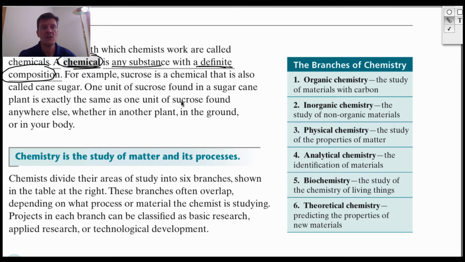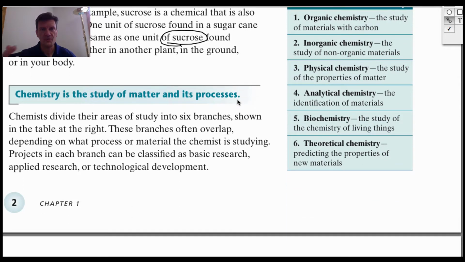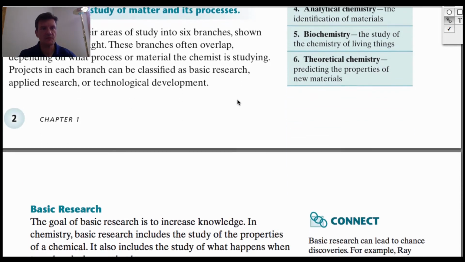For example, sucrose or sugar is made of carbon, oxygen, and hydrogen, but they have to be in a particular ratio, a definite set composition, in order to be sugar. Water, you're familiar with water, has to be H2O: 2 parts hydrogen to 1 part oxygen in order to be water. So far you have chemistry and chemical.